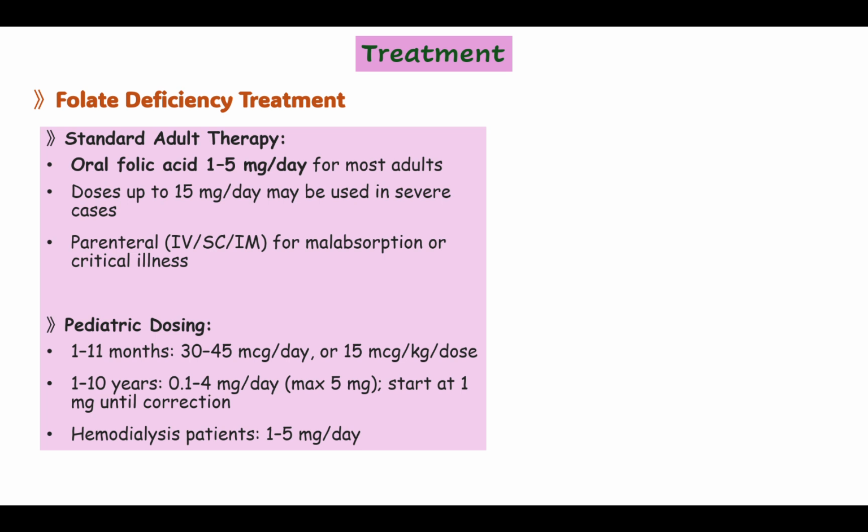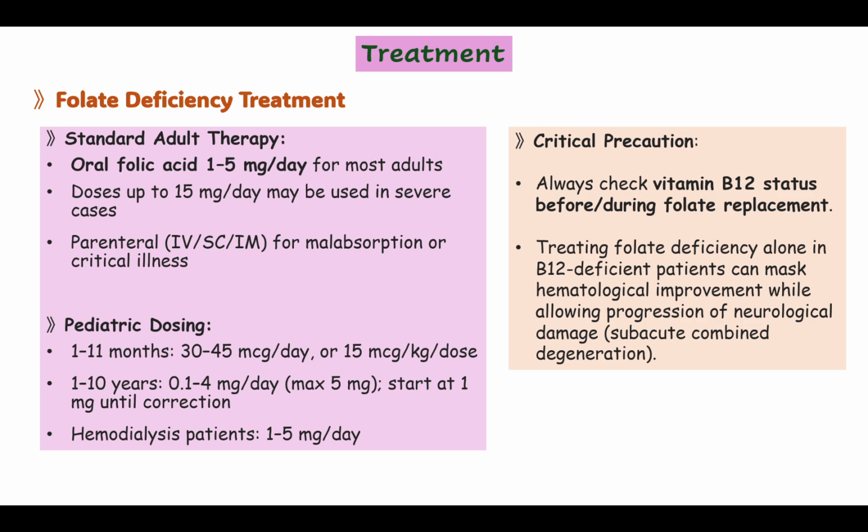For pediatric patients, the dosing varies by age. From 1 to 11 months, the dose is 30 to 45 micrograms per day or 15 micrograms per kilogram per dose. From 1 to 10 years, the dose range is 0.1 to 4 milligrams per day with a maximum of 5 milligrams, and treatment may start at 1 milligram until correction. For hemodialysis patients, 1 to 5 milligrams per day is listed.